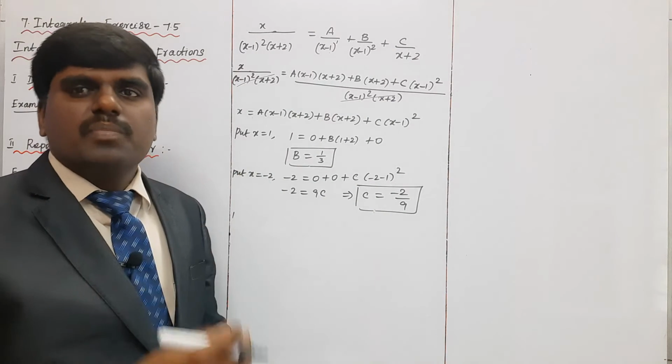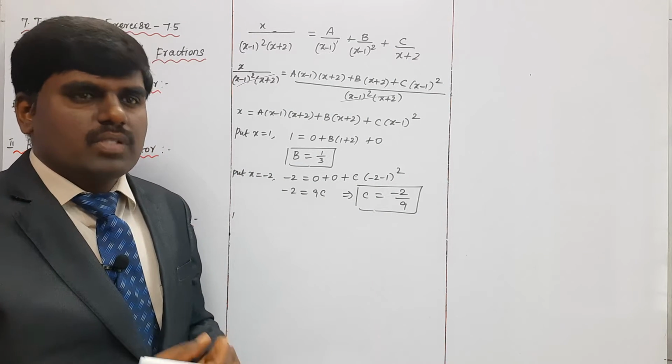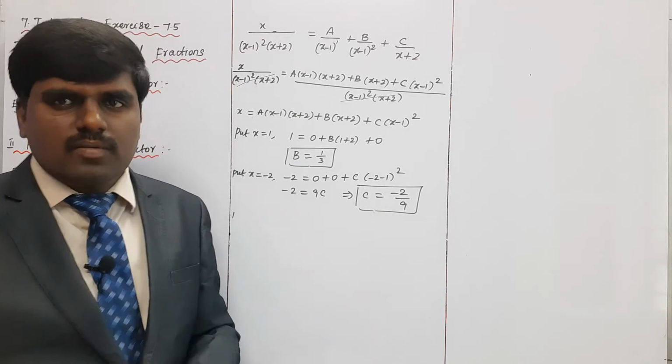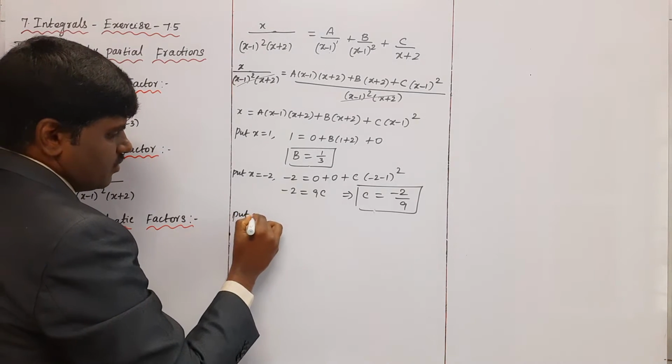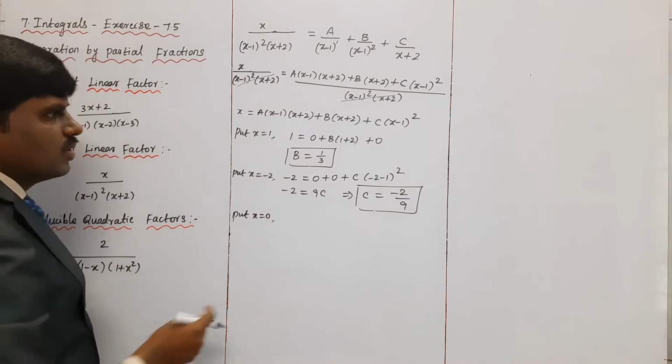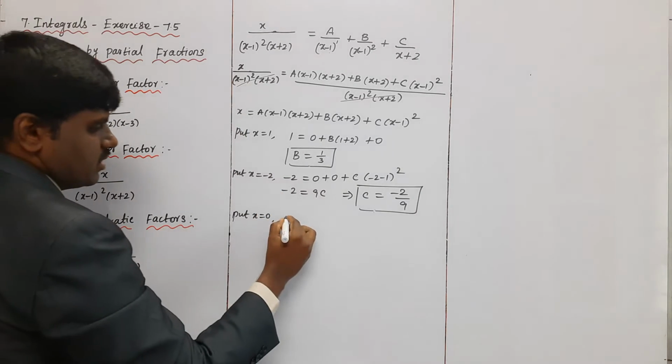You take any simple value, okay: 0, 1, minus 1, minus 2, minus 3. Okay, so I will choose x is equal to 0. Is that clear? Put x is equal to 0.